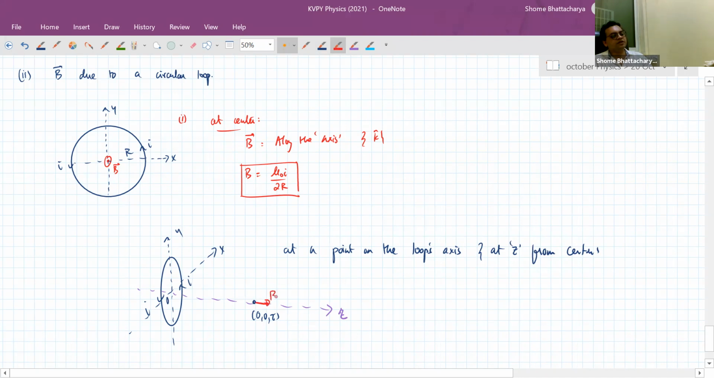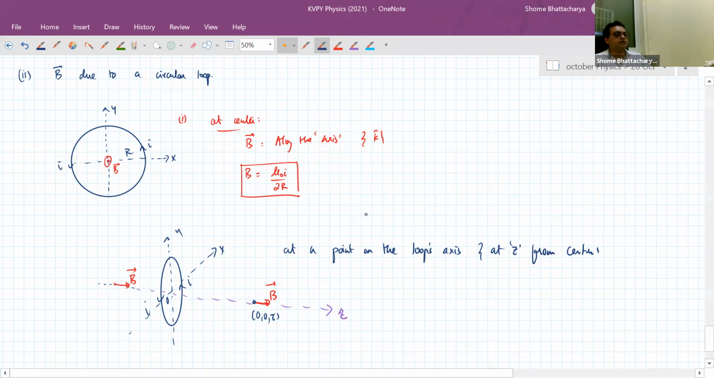So the field will again be along the axis. Even at a point on the other side, the field will be along the axis, which satisfies the directional rule: when you look from above, where the current appears anti-clockwise, at any such point the field is coming towards you. And if you look from the other side, where the current appears clockwise, then the field is going away from you.